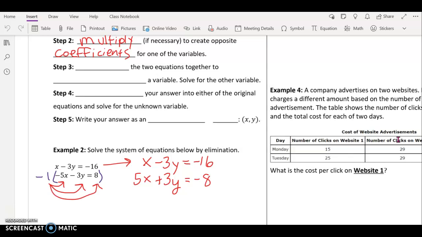Okay, now notice that they are opposites, -3 and +3. Okay. So now what we're going to do with these two is we're going to add the two equations together to eliminate a variable. In this case, we are eliminating y because -3 and +3 will add up to 0. And then we're solving for the other variable, in this case, solving for x.